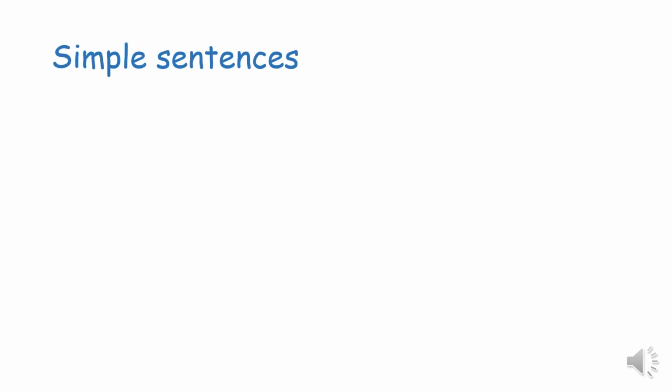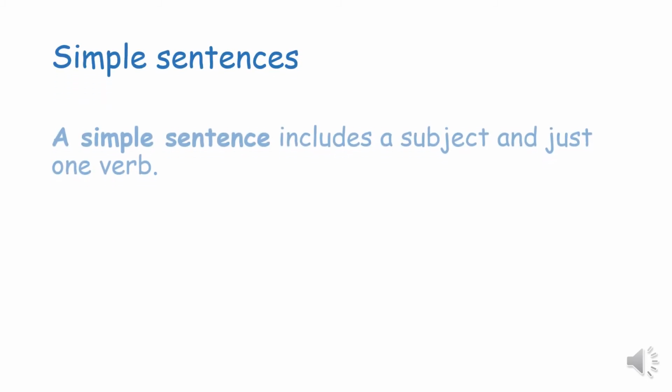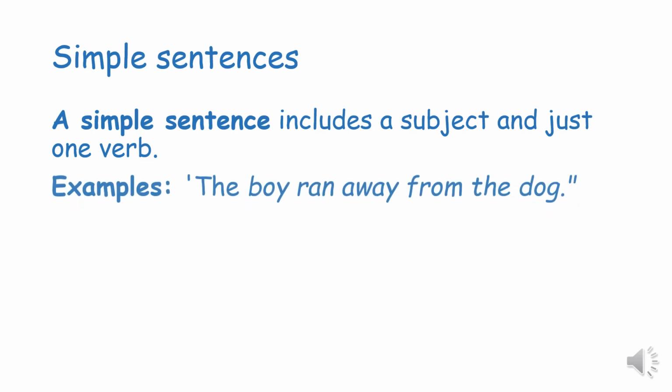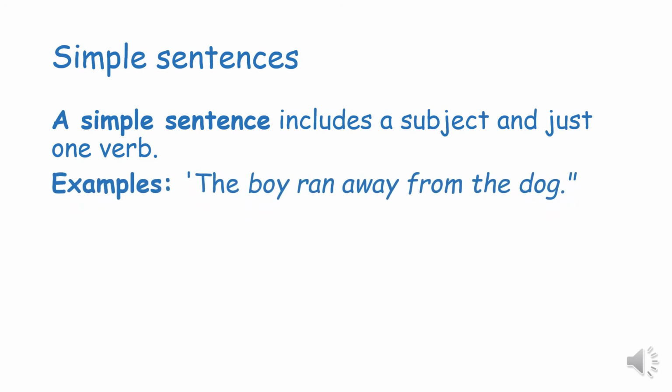Let's look at simple sentences. So a simple sentence includes a subject and just one verb. Here is an example. The boy ran away from the dog. So the subject will be the boy and the verb is ran. Here's one more. The dog barked. So the subject will be dog and the verb is barked.